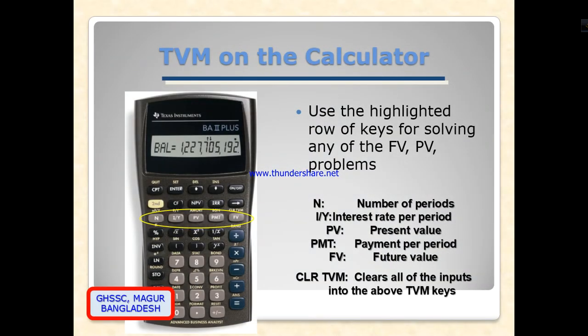Now it is time to calculate by your own choice. Use the highlighted row key for solving present value and future value. We have already discussed present value and future value. It is required. N means number of periods, IY means interest rate per period, PV means present value, PMT means payment per period, FV means future value. CRL and TVM clears all of the inputs in the TVM's case.